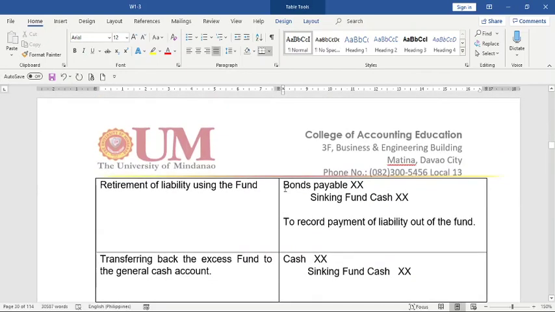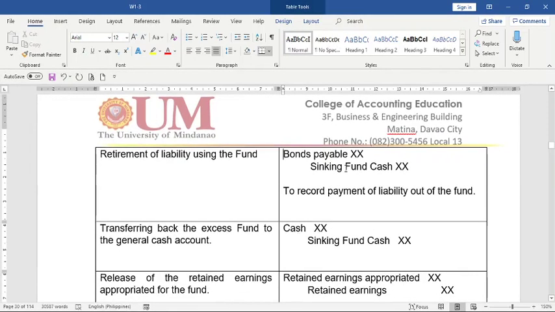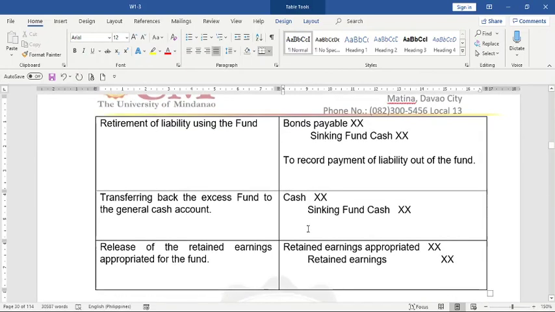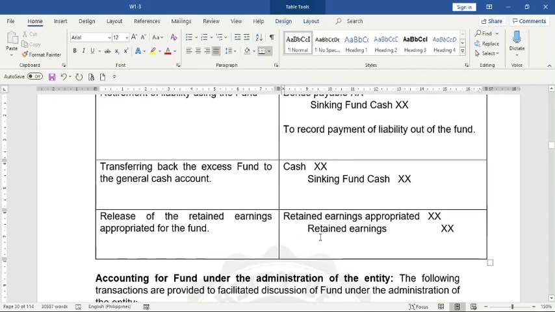Okay. Next, if gi-retire ang imong liability kasi ang purpose ng sinking fund mo for retirement of your bonds payable, so i-close mo si bonds payable and binayaran mo from your sinking fund cash. And then, kasi natapos na yung purpose ng sinking fund mo, any excess, ibalik sa general cash. Okay? And then, of course, kasi tapos na yung purpose ng sinking fund, so ibalik ulit sa retained earnings unappropriated.